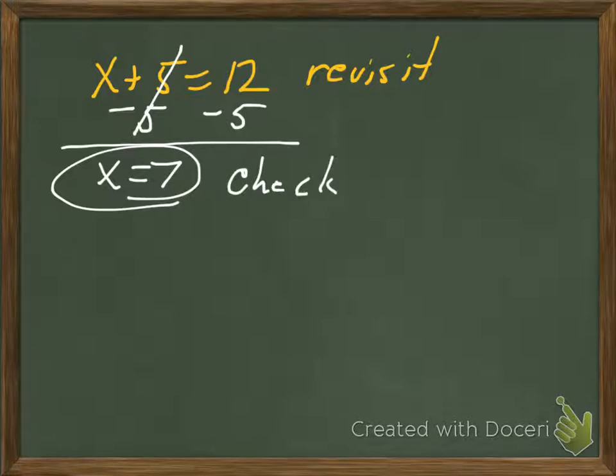Now, always, always check your work. So just see if x equals 7. If I put that back in the original equation, will it work? Yep. Sure. 7 plus 5 equals 12. So it checks. All right? So that's the idea of how we're going to solve equations.